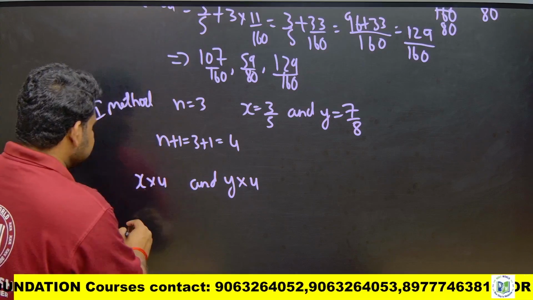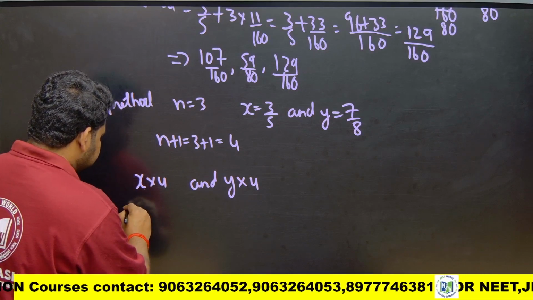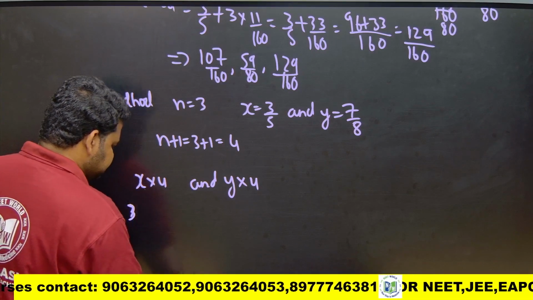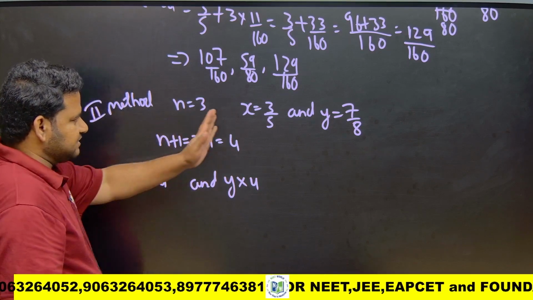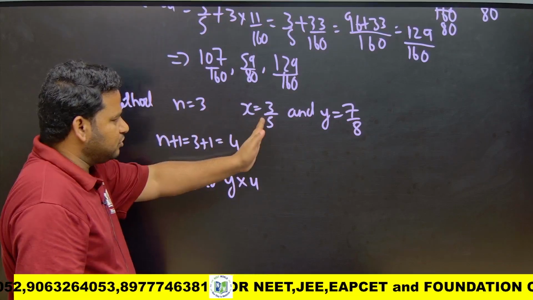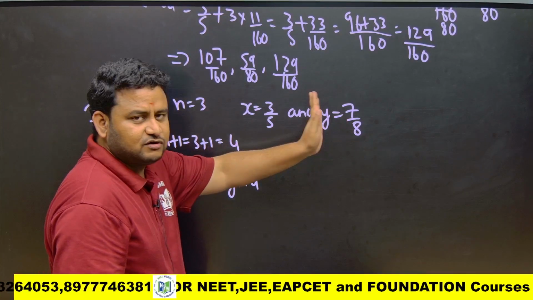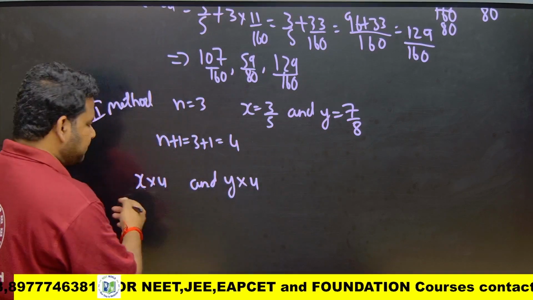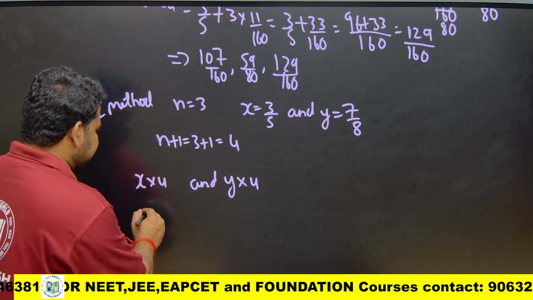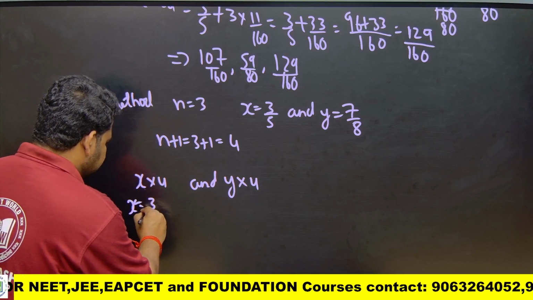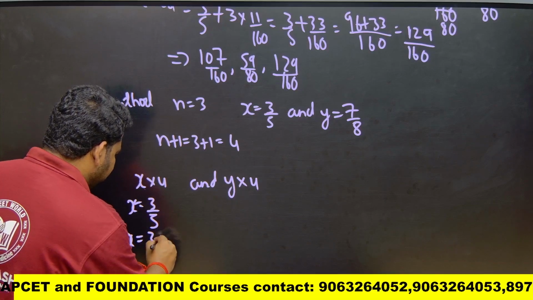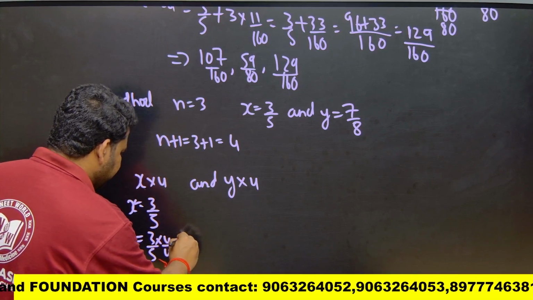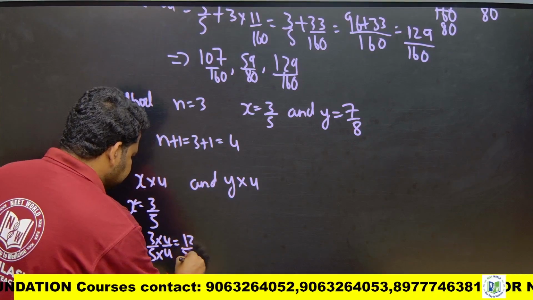What will we get? X is equal to, multiply x by 4, that is nothing but what? You have to multiply both the numbers. X is equal to 3 by 5 into 4 and y is equal to 7 by 8 into 4. You have to multiply both numerator and denominator. Take x. X is equal to 3 by 5 into 4 by 4. What will I get? 3 4s are 12, and 5 4s are 20. This is what I get.